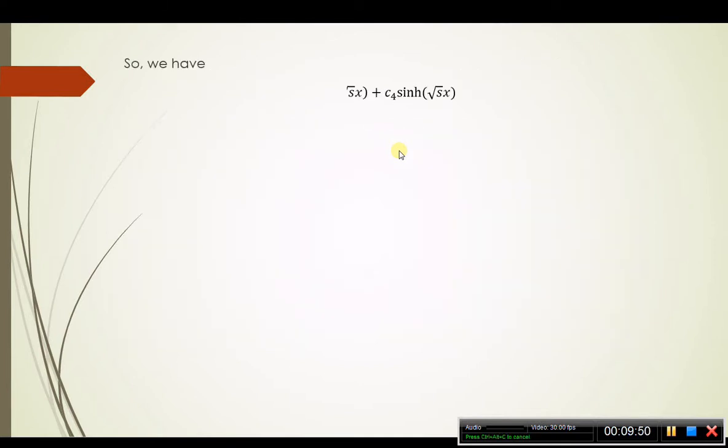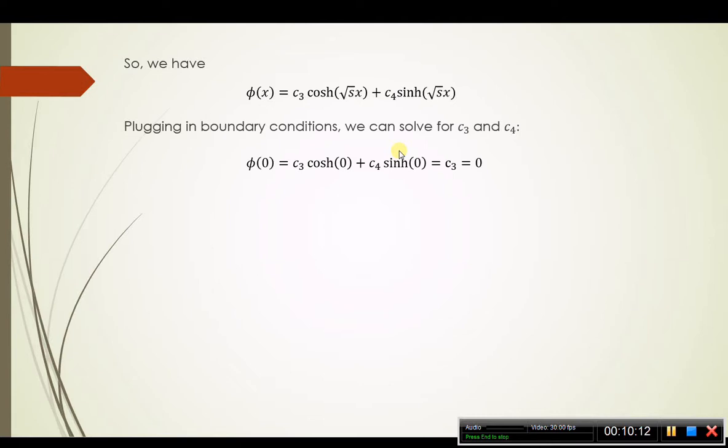So remember what we have. We have our solution phi of x is equal to some constant c3 times the hyperbolic cosine plus c4 times the hyperbolic sine. Now we can plug in our boundary conditions. Remember, we have that phi of 0 and phi of L both have to equal 0. We're going to use these to solve for c3 and c4. So plugging in phi of 0, we have cosh of 0 is just 1. The sinh of 0 is 0. So we get c3 is equal to 0, which basically means that this part's gone.